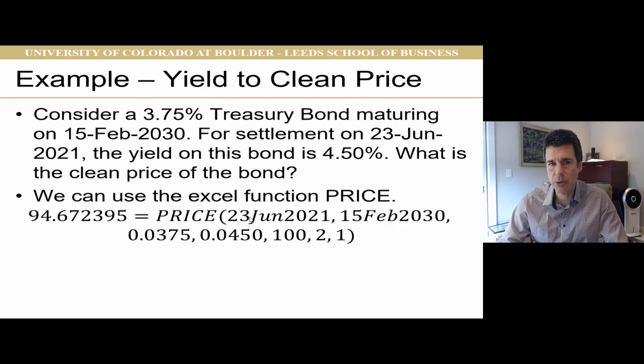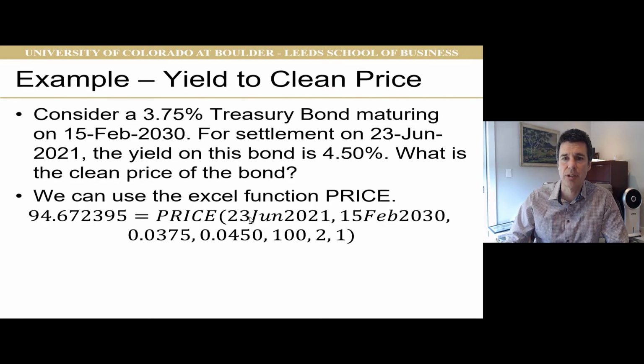Now notice the yield is greater than the coupon rate, so we have to earn more than the coupons on this bond. How do we earn it? We earn it through capital appreciation. We pay $94.67 today, and over the next 9 years, we get 3.75% coupons, and our bond price is going to appreciate because effectively we get back 100 at the maturity of the bond. So this bond's trading at a discount.